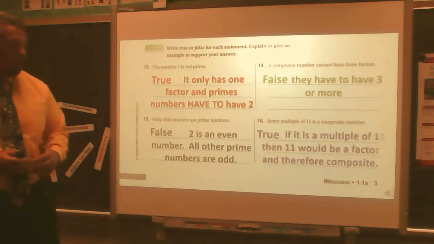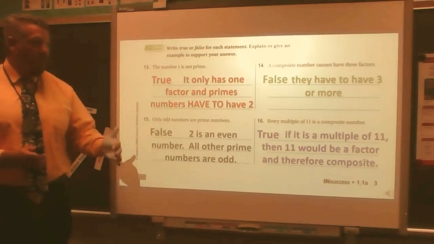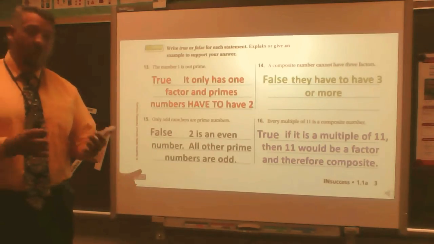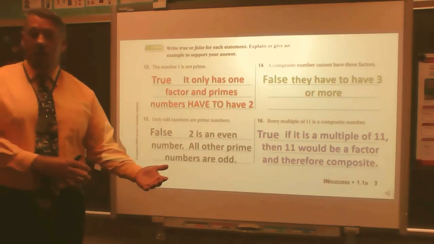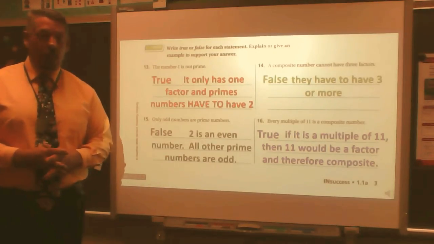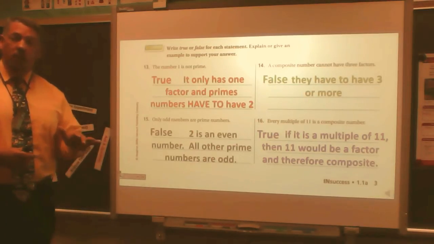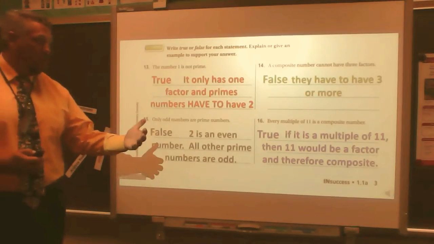How do I know it's true? Because if it is a multiple of 11, then 11 would be a factor, and therefore it has to be a composite number. So if you don't have those written down, make sure that you get them written down. So pause the video, and then you can continue on.